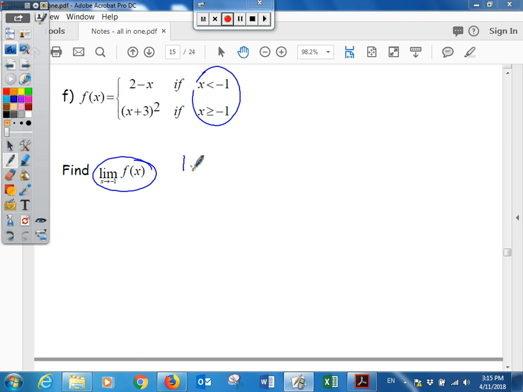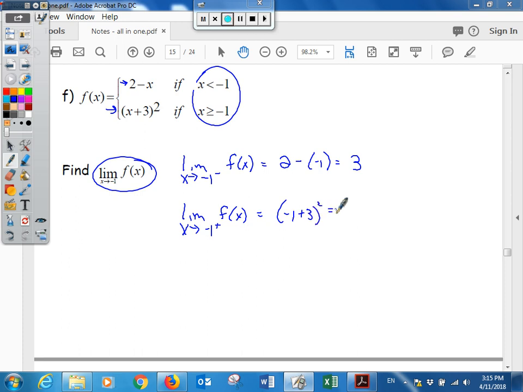So the limit as x approaches -1 from the left of f of x. So here's from the left, so 2 minus -1 gives me 3. I have to explore from the right, so the limit as x approaches -1 from the right of f of x. So the second equation is coming from the right. So I'm putting a -1 in place of x, and I get 2 squared or 4.